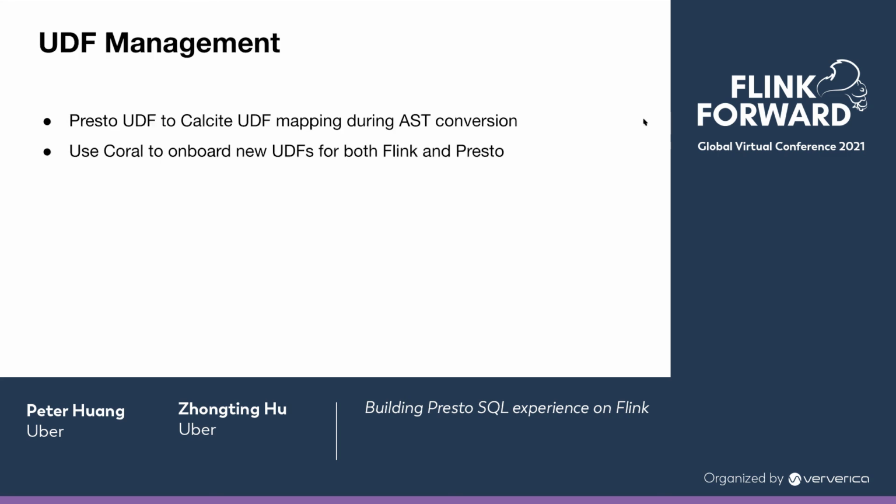And we're also talking about once we want to do the AST translation, we want to actually transfer this UDF. So there's several ways to go. For the existing UDF, we want to define some mappings, which include their parameters from Presto UDF to Calcite UDF. So for the new UDF that we have not supported but going to do, we are going to use some open source tools like Apache Coral, which is Transport UDF component, to onboard the new UDFs for both Flink and Presto. So next page.